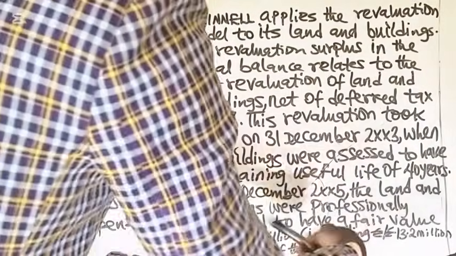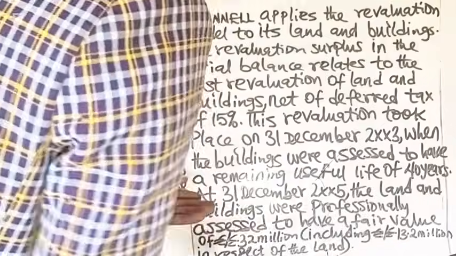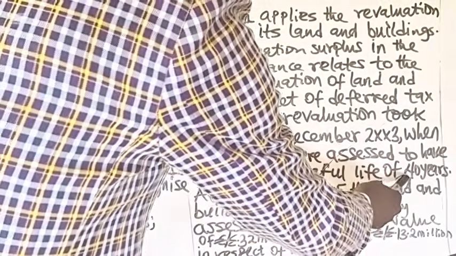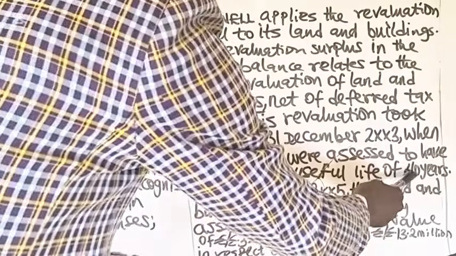That is why our subsequent depreciation was calculated based on 40 years. Remember, a straight line method of depreciation is required to be used for the building.